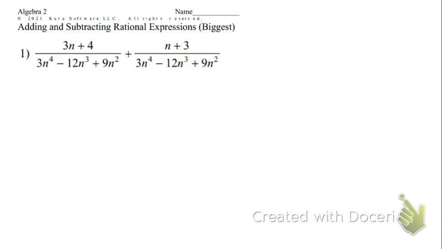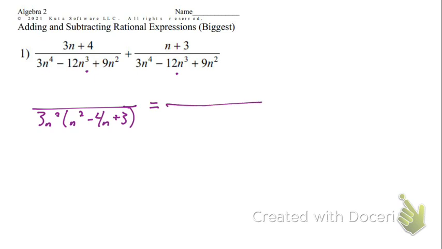I'm going to take my denominator, which are the same, and factor it. That means I'm going to take out a 3n squared. I'm left with n squared minus 4n plus 3. And yes, I realize that can be factored again. I'm going to go ahead and work on this.